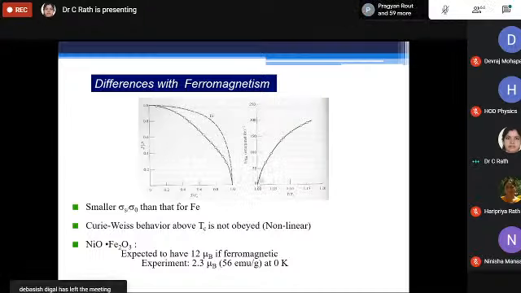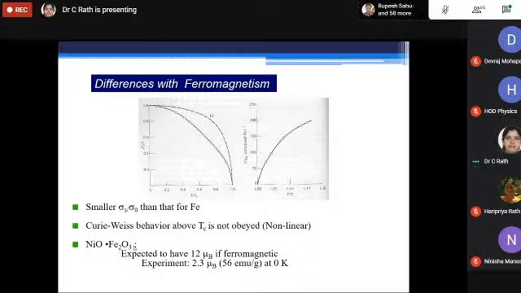1 by chi is non-linear here. However, in ferromagnetic material, if you have a straight line, you can extrapolate and find out whether it is ferro or antiferro. But in ferrimagnetic material, it always shows non-linear behavior. So in this ferro and ferrimagnetic material, the difference is that it is small and it is non-linear.